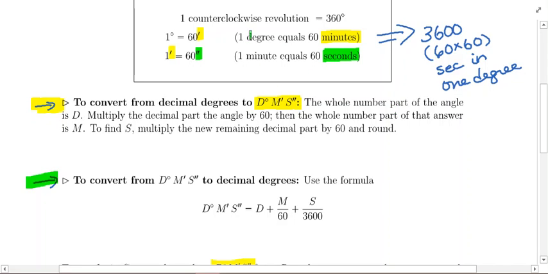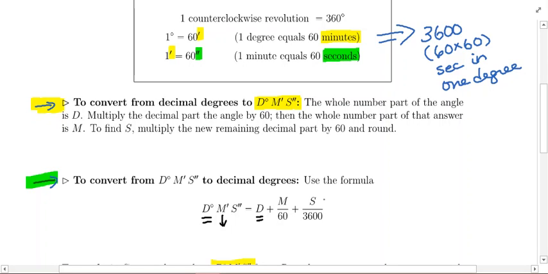Okay, so basically, when you're looking at this formula, when the angle is given to you as degrees, minutes, and seconds, you already know the degree part. You already know the whole number of degrees. And so then you take the minutes number, you know that there's 60 minutes in 1 degree. Remember, you're converting everything back to degrees. So since there are 60 minutes in 1 degree, you need to take the number of minutes and divide by 60.